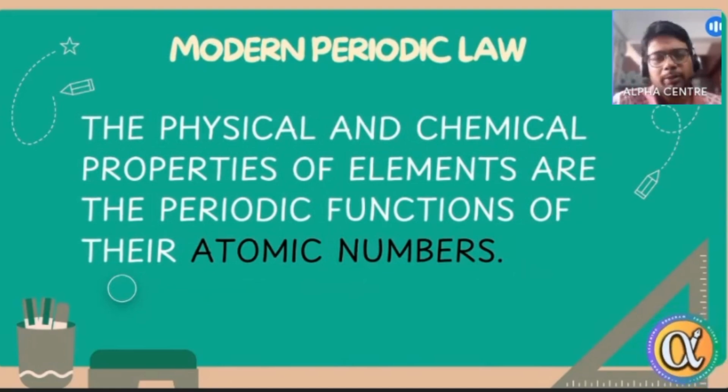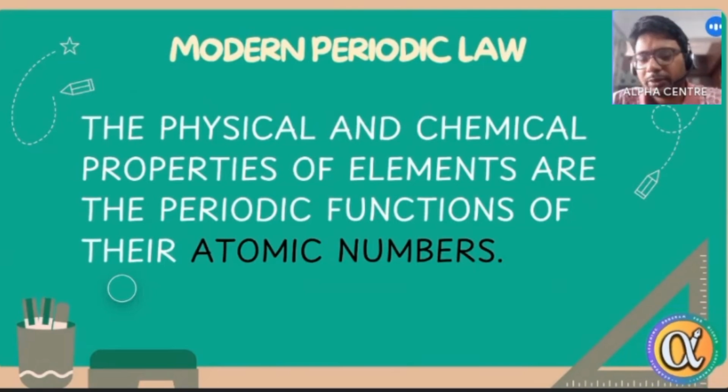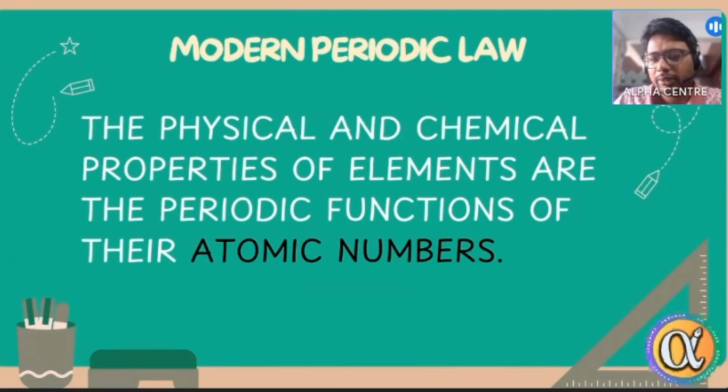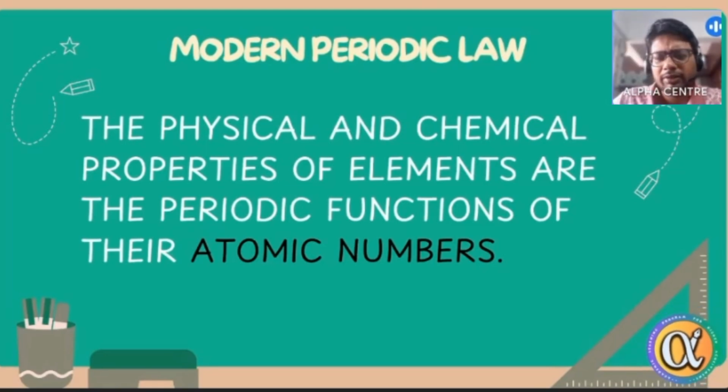Modern periodic law says that the physical and the chemical properties of elements are a periodic function of their atomic number, which is again unlike the previous periodic table. This basically means that when you arrange your elements in the increasing order of atomic number, you will find that there is repetition in chemical properties and physical properties at regular intervals. After a regular interval, you'll find that you get elements which have similar characteristics to the previous elements.